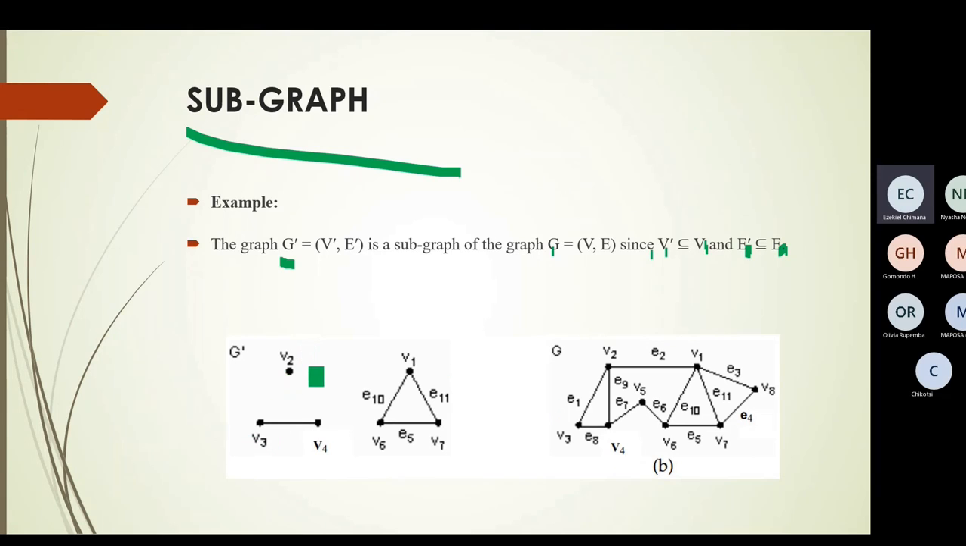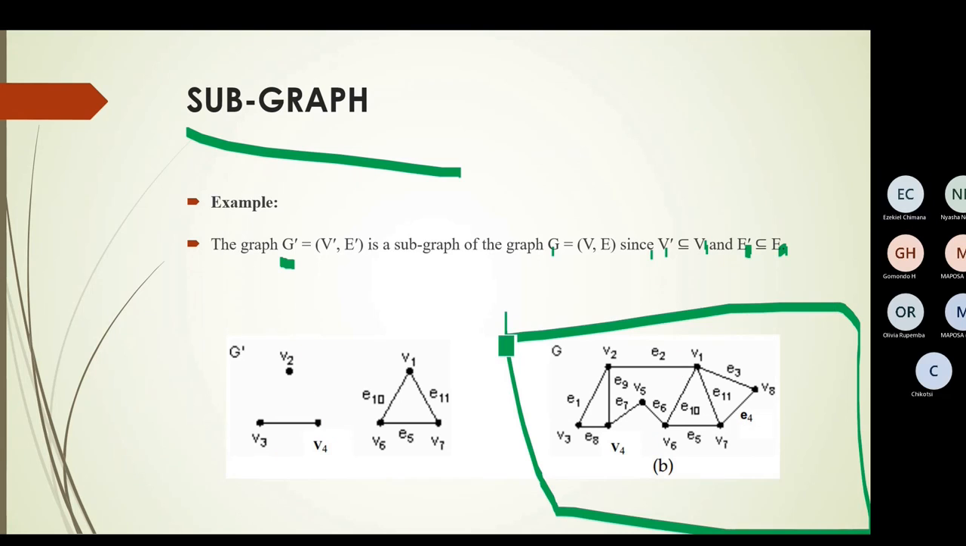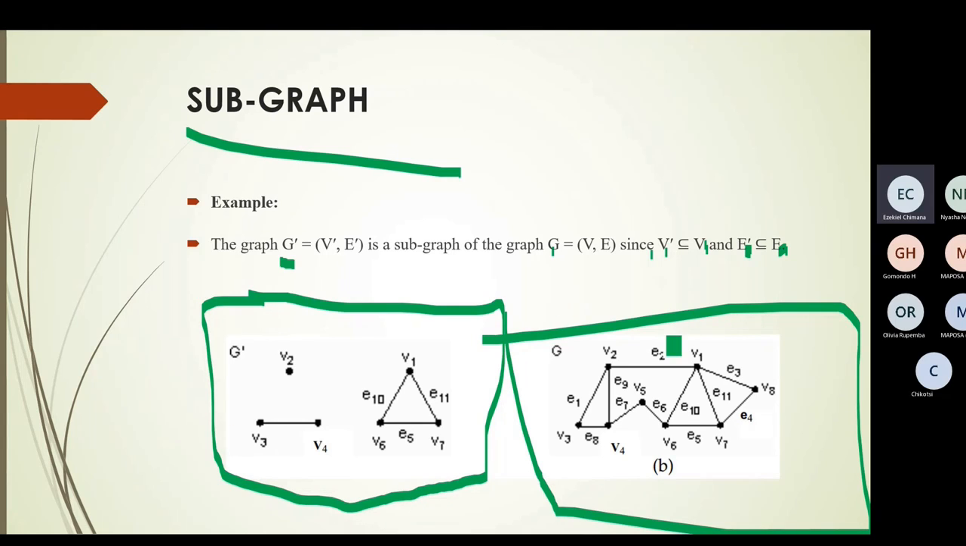So, like this one, we've got this graph G, and we've got these two subgraphs that we are calling G prime. Why are they subgraphs? Like here we've got V2, V3, and V4. As you see here, we've got this subgraph of V3, V4. We've also this V2 as a subgraph. We've also this one, V1, V6, and V7, which is also a subgraph. You can actually take this one, and it will be your subgraph.